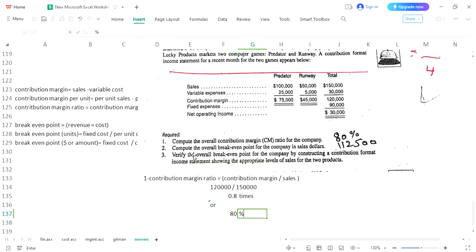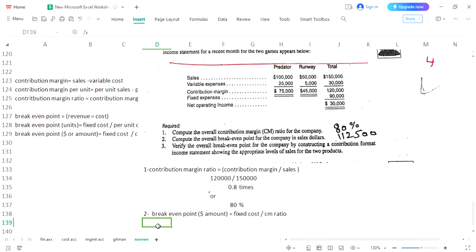The next requirement is to compute the overall break-even point in terms of sales. The formula we have already discussed. So here we will be doing our second requirement. We need to calculate the break-even point, but in terms of dollar or amount. How do you calculate it? You need to have fixed cost and you will divide it by CM ratio or contribution margin ratio.